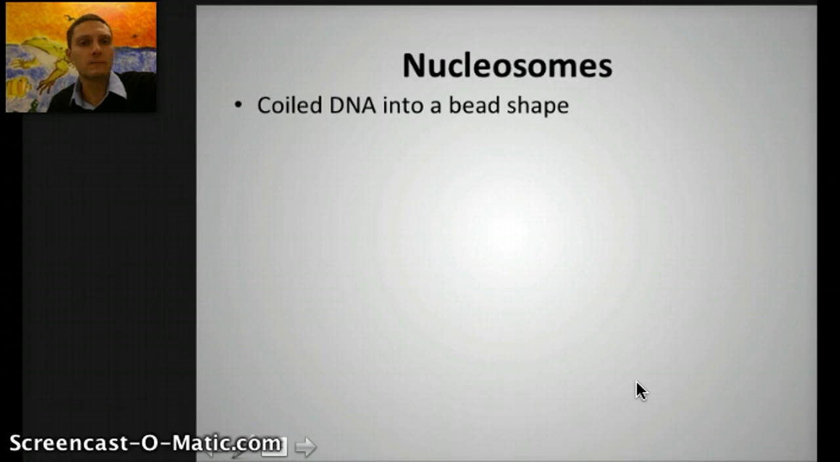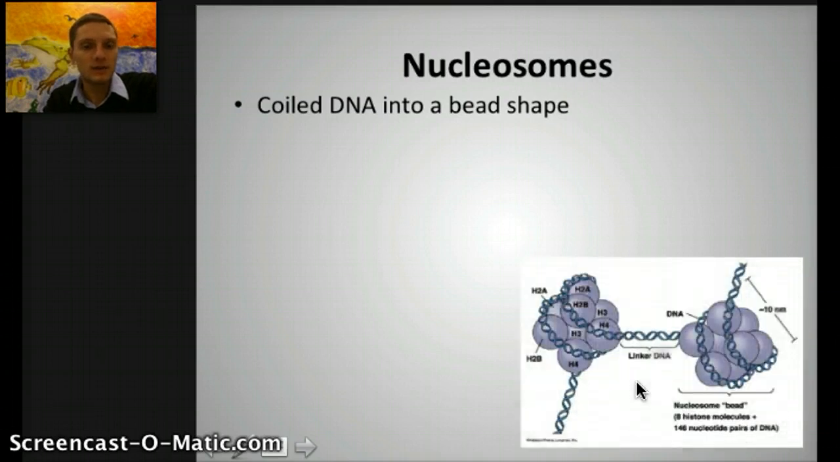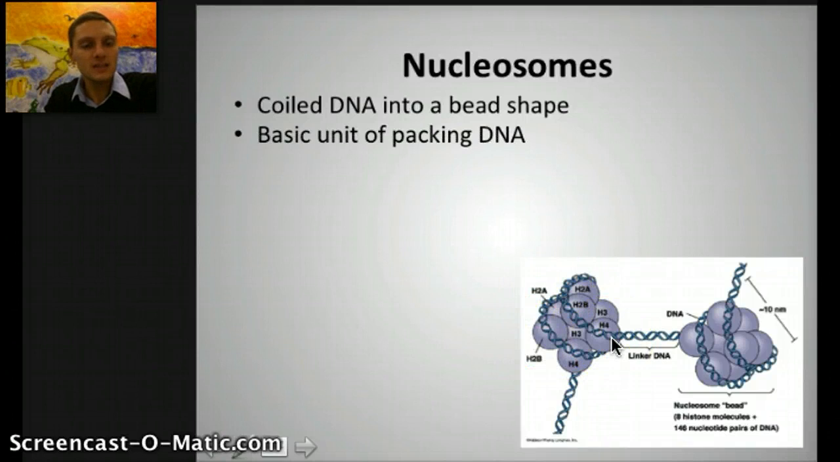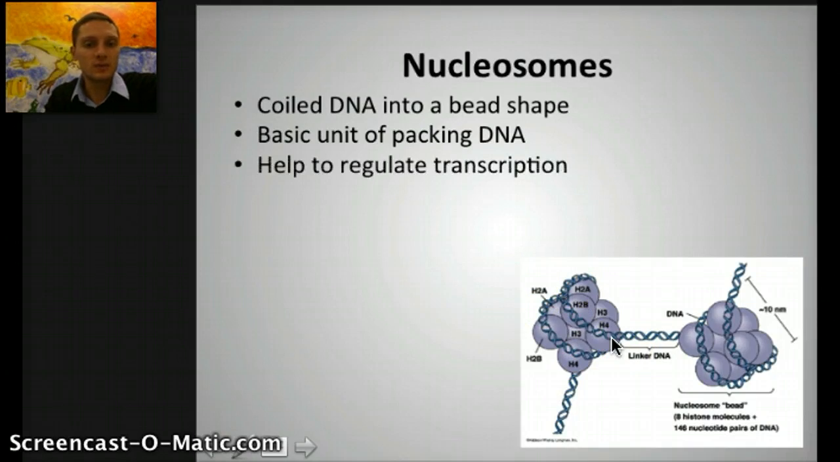A couple other parts of DNA structure that we want to address is something called a nucleosome, and this is basically coiled DNA in a bead kind of shape. Here in our image we've got our double helix, our DNA shape, and it's coiled around these proteins. This is a basic unit of packaging DNA. We see this when chromosomes are beginning to condense and to form. Using nucleosomes helps to regulate transcription, which we'll talk about in our next video.